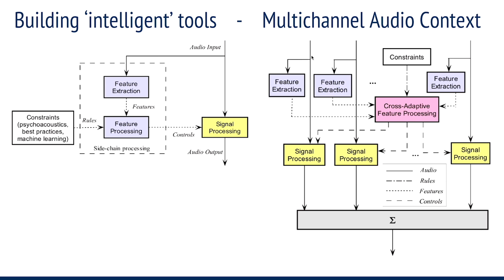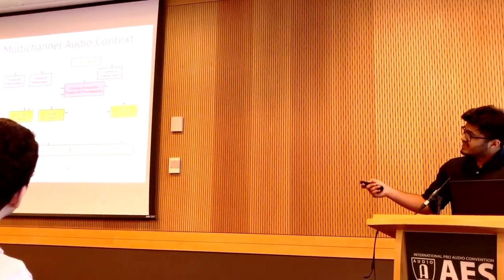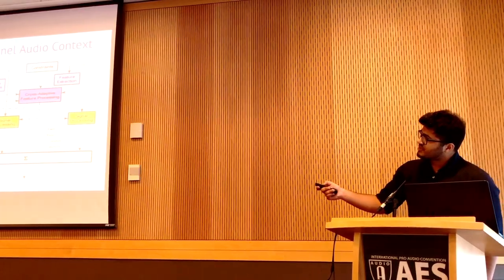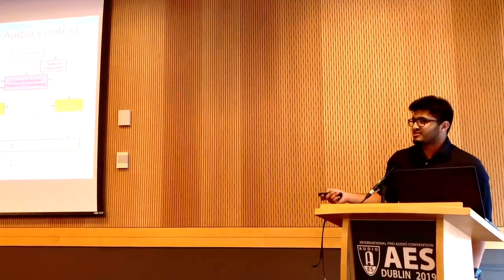So in the case of multi-channel, the difference is that there is a lot of interaction between these tracks, so we can't apply the features just based on looking at one individual track. We have to see how these tracks interact and then come up with the final signal processing required.